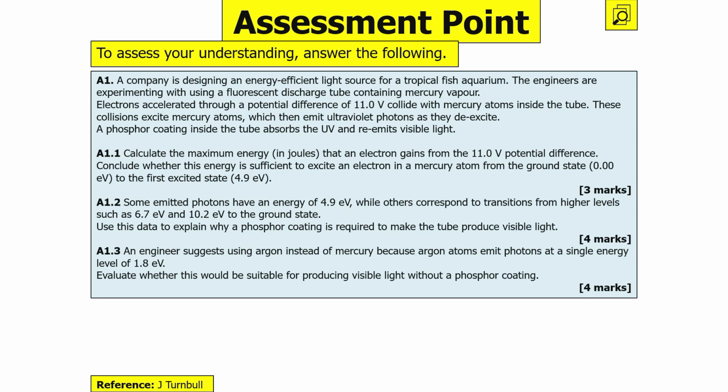An engineer suggests using argon instead of mercury because argon atoms emit photons at a single energy level of 1.8 eV. Evaluate whether this would be suitable for producing visible light without a phosphor coating. So pause the video now, then unpause the video and you can go through your answer.